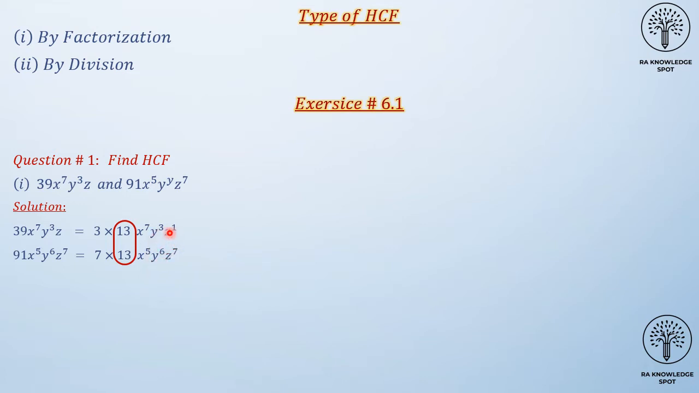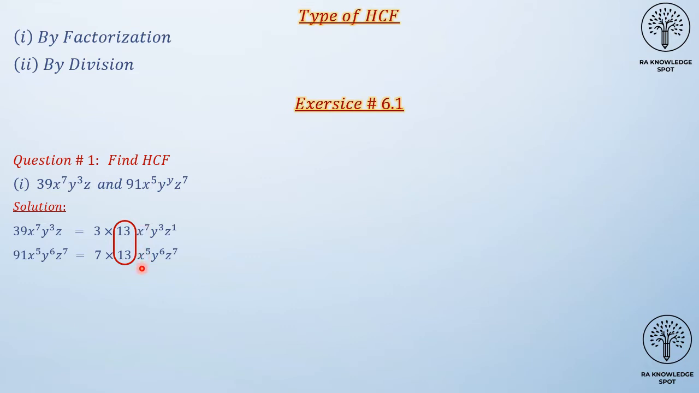6 y's. How many z here? 1. And how many z here? 7. Now what is the common number or common variable? How many, or simply you can say how many x are common. Now you can see 5 x are common. Now how many x? 5, and there are also 5.